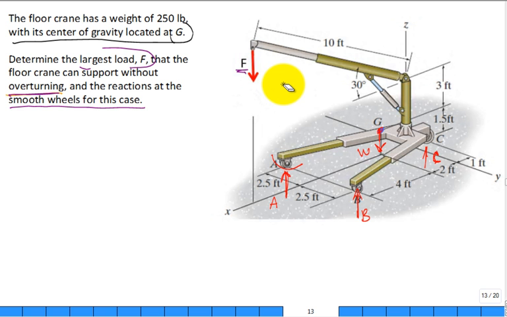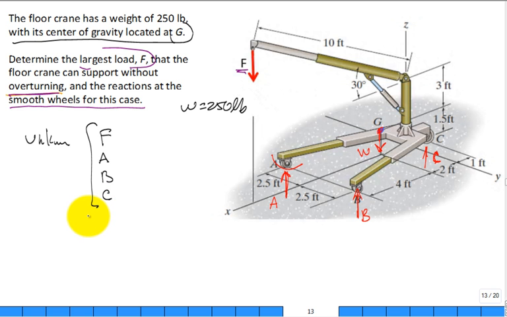Does that look like a decent free body diagram? Maybe you want to count your unknowns. What are your unknowns? How about we don't know what the largest load F is. We know the weight, that's 250 pounds, so we can put it over here, W is equal to 250 pounds. How about the reaction support at the floor, A, pushing up on the bottom, the B, as well as C? Do you see more than 4 unknowns?